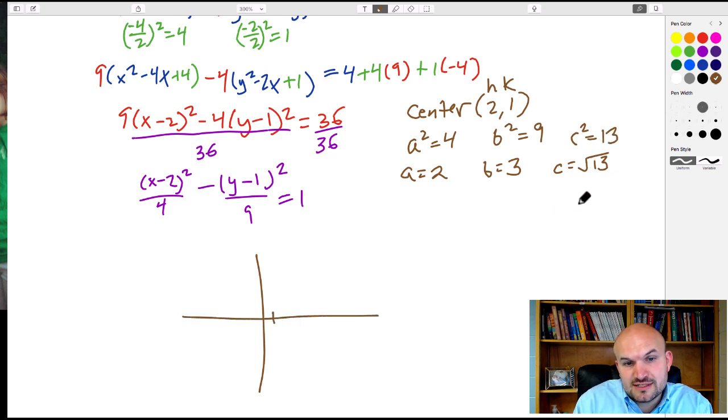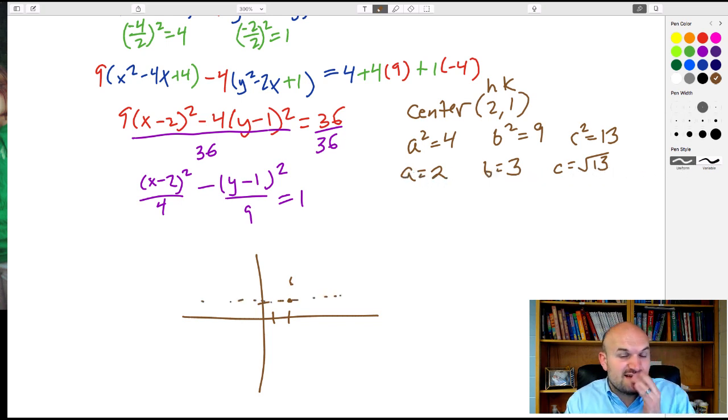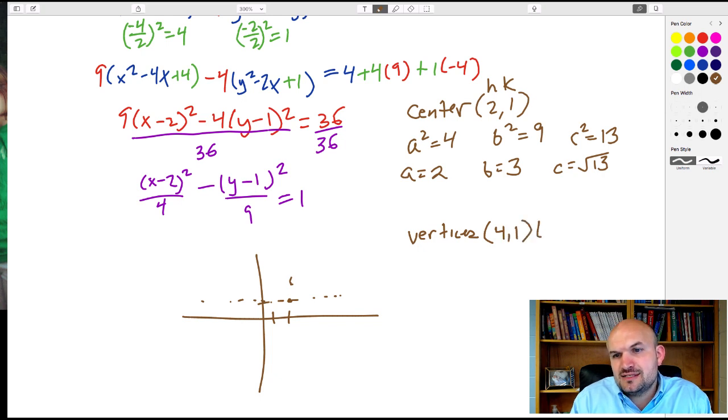So we have a center at (2, 1). There's my center. We have a horizontal transverse axis. That means my vertices and foci are going to be going left and right from here. So let's see here. My vertices, I'm just going to write them out, are going to be at 2, so we're going to add 2 and subtract 2 from the h coordinate. So therefore, I'm going to have (4, 1) and (0, 1). So let's go and graph those. You're basically just moving left 2 and then right 2.